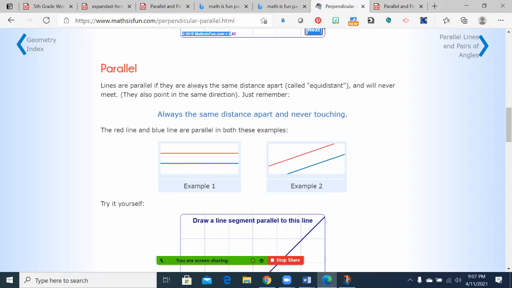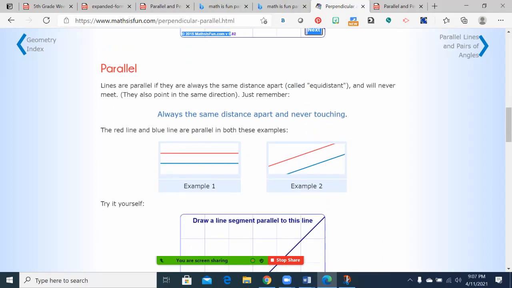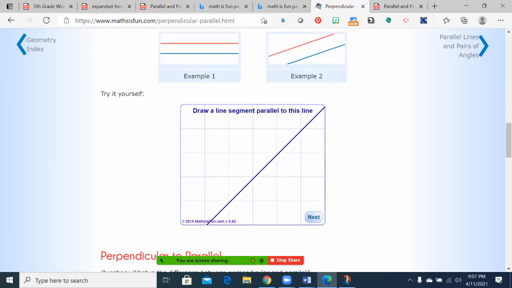All right, parallel lines. Lines are parallel if they are always the same distance apart, which is known as equidistance, equal and distant, and will never meet. In your head, you should picture an equal sign. So you notice they keep going, they stay apart from each other. It doesn't matter what direction they're going off as long as they don't get close.